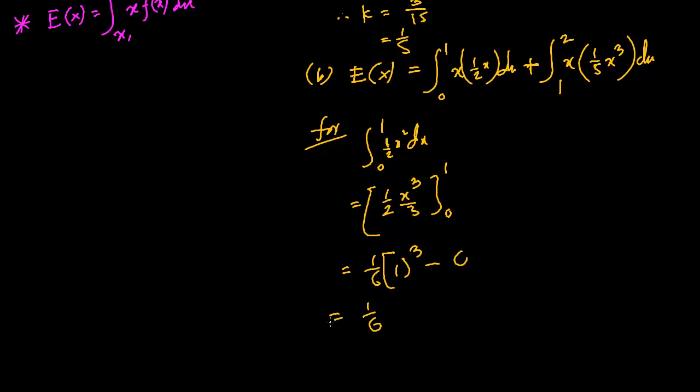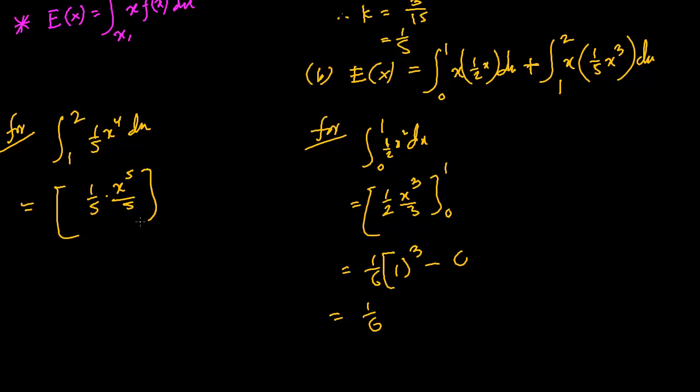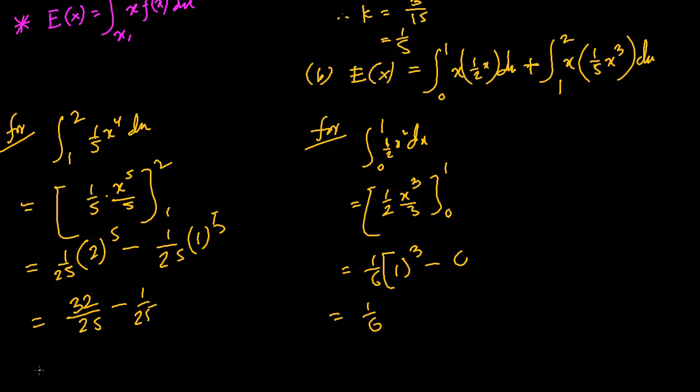Now next, let me do it over here since I have a little bit of space over here. 1 to 2, 1 by 5 x to the power 4 dx, and this turns out to be 1 by 5 x to the power 5 by 5. 1 to 2 is the limit, so this would be 1 by 25, 2 to the power 5 minus 1 by 25, 1 to the power 5, which is 1. This would be 2 to the power 5 is 32 by 25 minus 1 by 25, which is 31 by 25. Hence, the expected value.